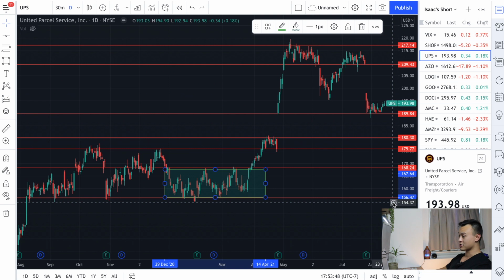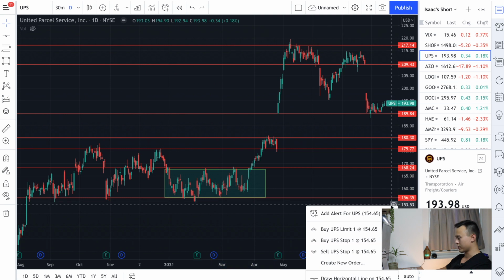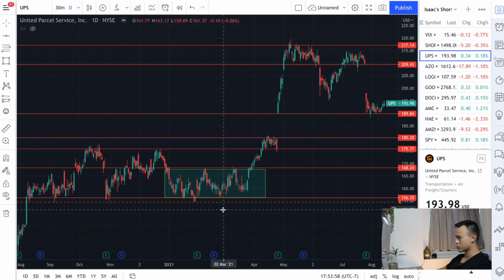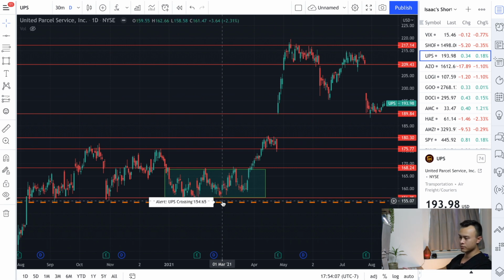So for me, I don't have much of a risk tolerance at all, so I don't want to lose too much. So I usually set my stop losses either $1 or $2 below, and what I can do is just click on this plus sign right here, add alert for UPS. So pretty much what this means is if I was to buy right here and price action decided to break this level, then I would be able to liquidate or set my stop loss for 154, and I could sell all of my shares right there.